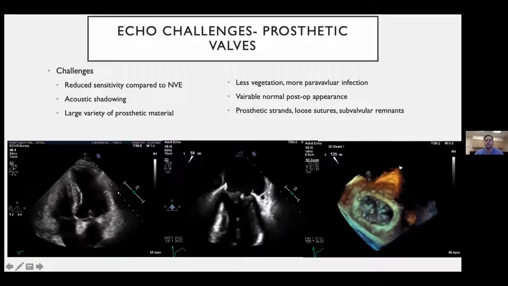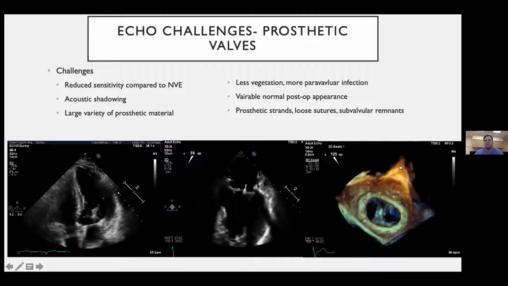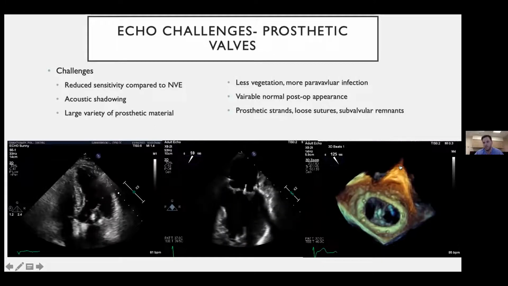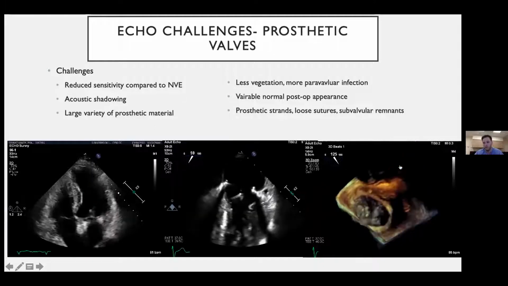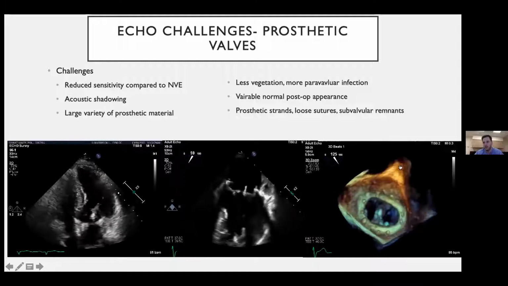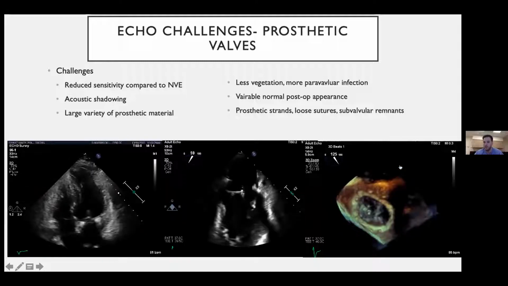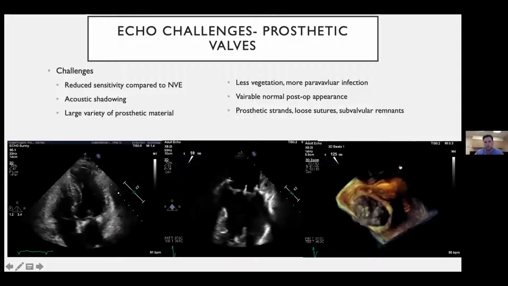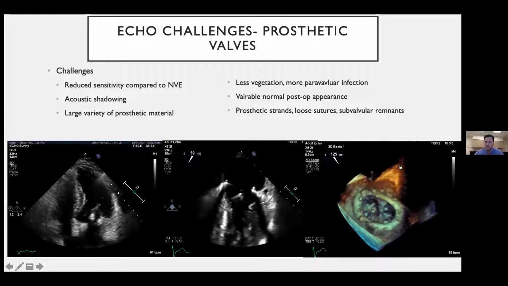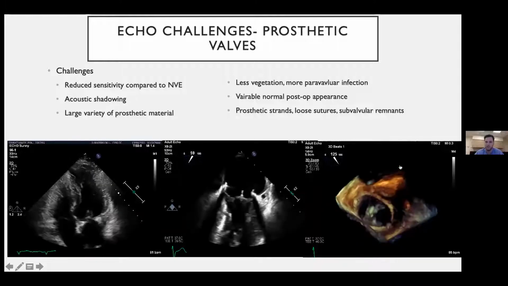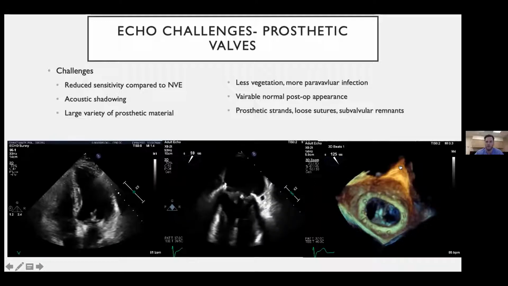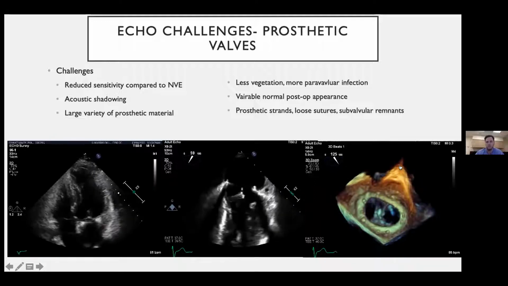And another point to note is that, compared to native valve endocarditis, prosthetic valve endocarditis is really characterized by a lower incidence of vegetation and a higher incidence of annular abscess and paravalvular complications. So it can be challenging to see on echo, especially when there's acoustic shadowing. And so if the diagnosis is in question and you're suspecting paravalvular infection, remember, cardiac CT can be extremely helpful. And I do have an example of that coming up soon.